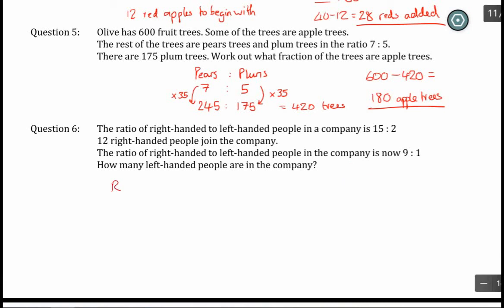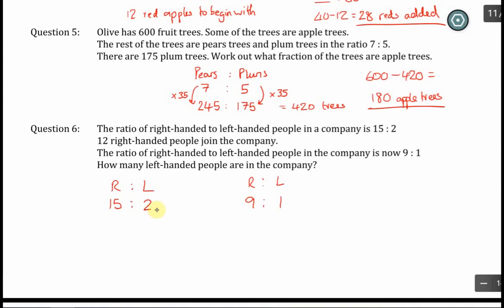So right to left was 15 to 2. Now that doesn't mean that there are 15 right-handed people and 2 left-handed people. It might be that there were 30 right-handed people and 4 left-handed people, or whatever. The point is that the actual numbers could have been simplified to 15 to 2. 12 right-handed people join the company. So what hasn't changed is the number of left-handed people. So the new ratio is 9 to 1.